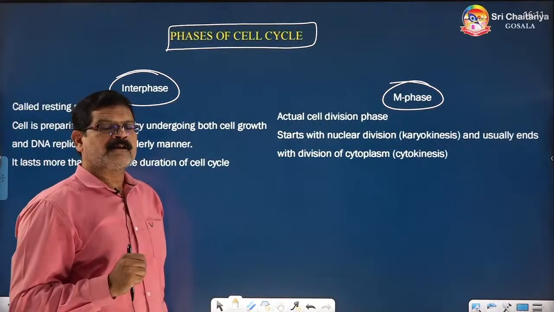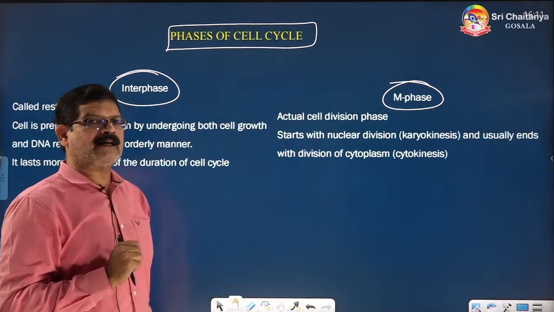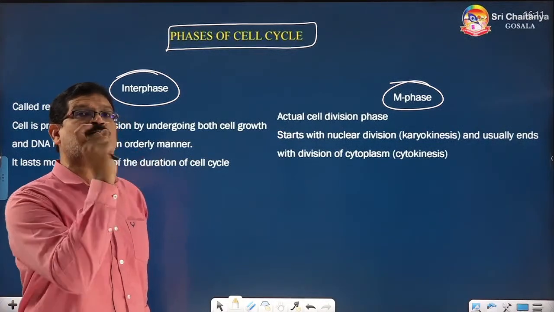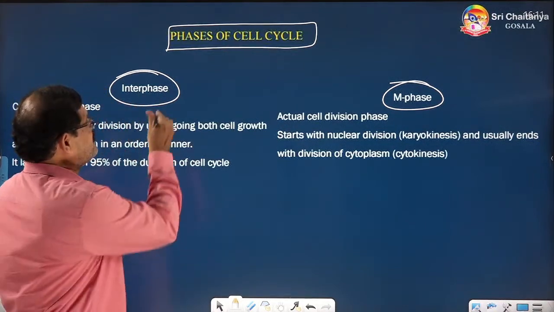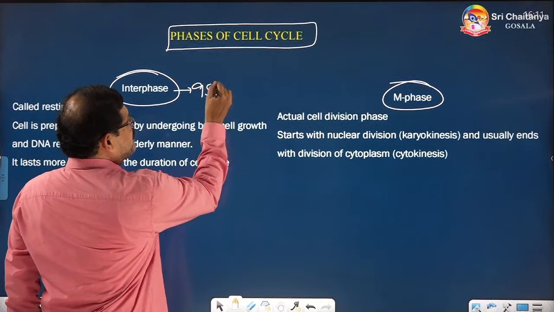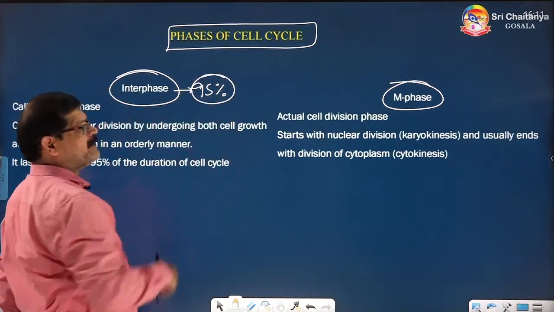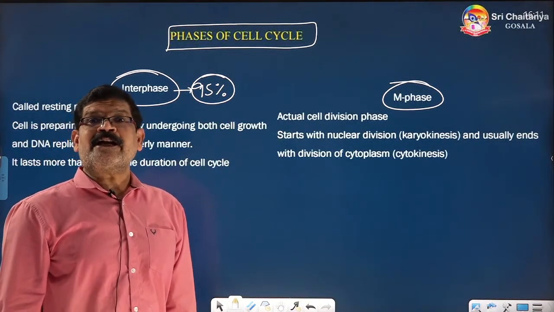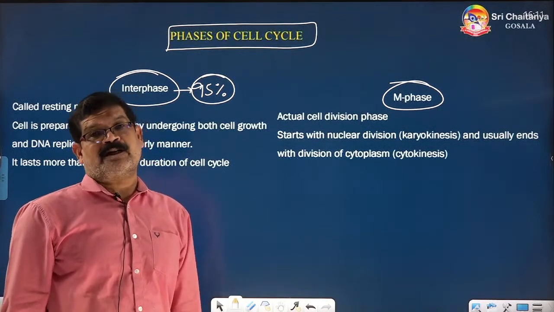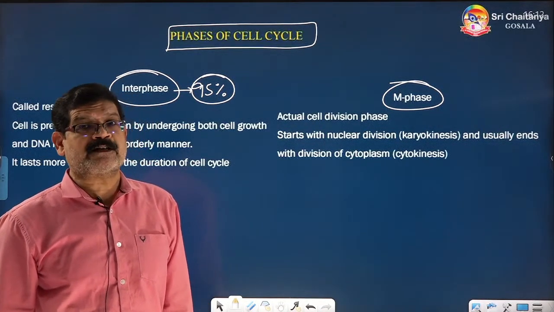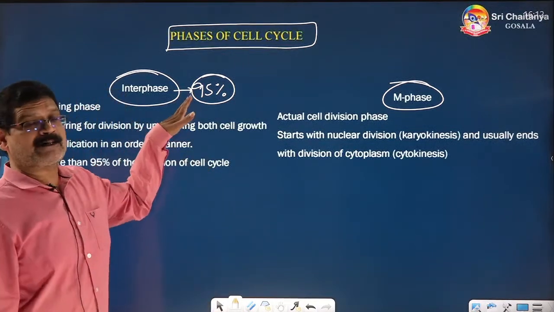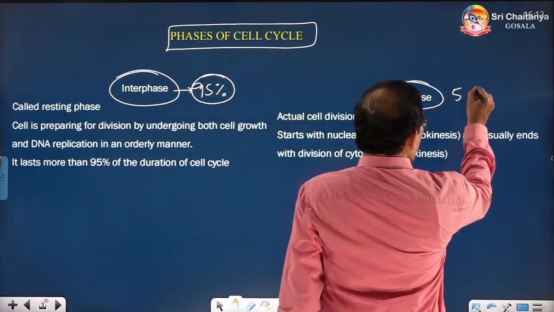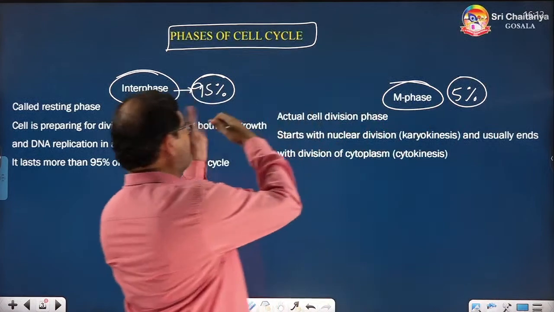Just now I said, in humans it takes how many hours? 24 hours. Out of this 24 hours, 23 hours will be used by the stage called interphase, which means it will take 95% of the total duration of the time interval required for the cell division. And the M phase will last for 5% of the total duration. Totally it becomes 100%.